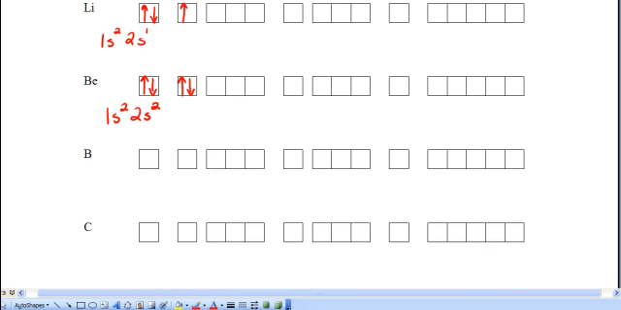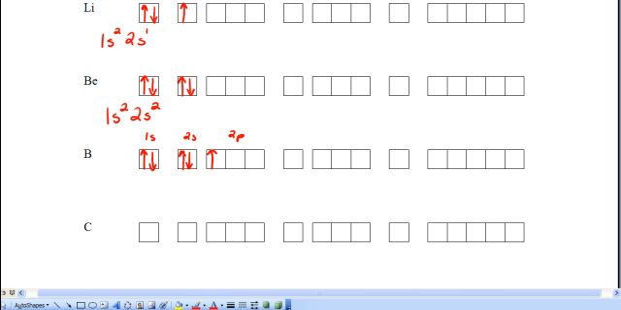Let's go down to boron. Boron has 5 electrons. So you're going to put 1, 2 in the 1s. You're going to put 3, 4 in the 2s. You have one more electron, so you have to go to the next orbital. You put the fifth electron in the 2p's. Okay, again, this is the 1s, 2s, and these are the 2p's.